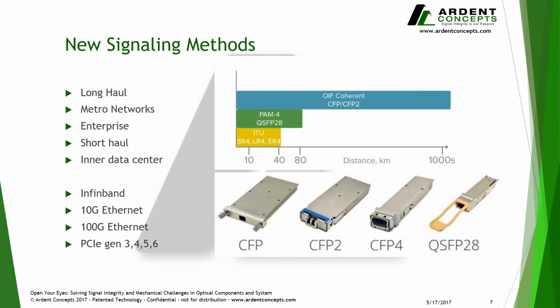So, from a short reach platform within a network, where PAM4 may be sufficient, once you start getting into metro networks, you may start to turn to CFP modules to transmit your data over fiber.